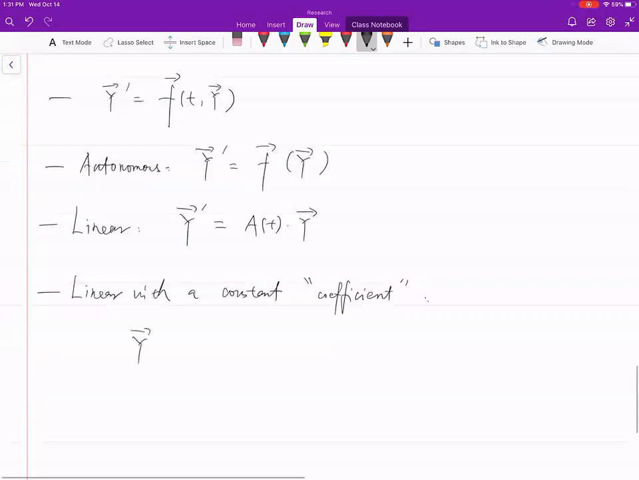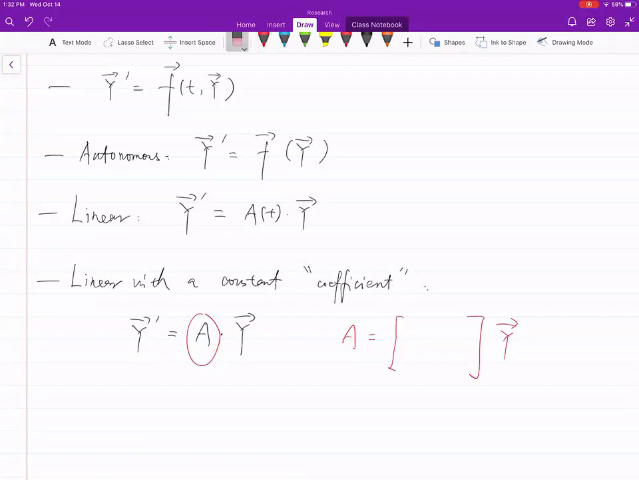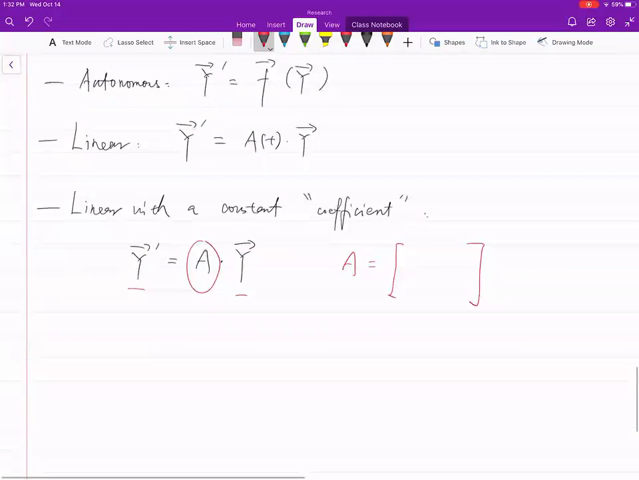That is going to be y prime equals A times y, where this A does not change with respect to t. So the A equals something which takes a vector. Okay. Takes a vector and produces another vector. And we're familiar with that. We do know something that takes a vector and produces a vector. That's called a matrix. Okay, so the whole thing can be represented by a matrix.